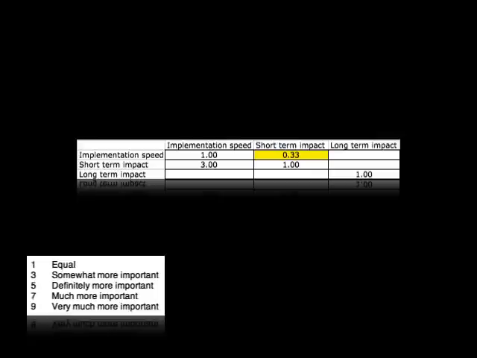Next, we compare the importance of the long-term impact with the importance of the implementation speed and decide that the long-term impact is much more important than the implementation speed, so we give it a value of 7, and the opposite comparison a value of 1/7 or 0.14. And finally, we make the comparison between the importance of long-term impact and short-term impact, and decide that long-term impact is very much less important than short-term impact, so we assign it a value of 1/9 or 0.11.